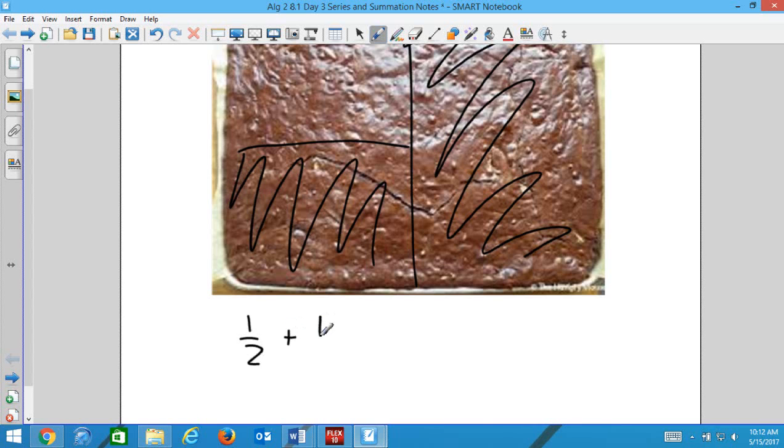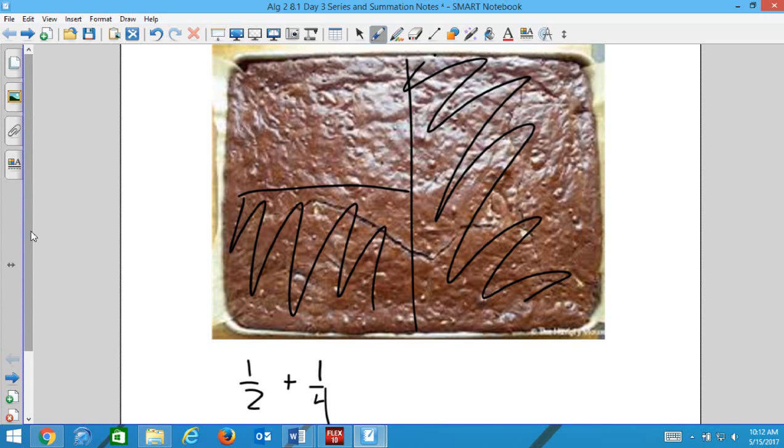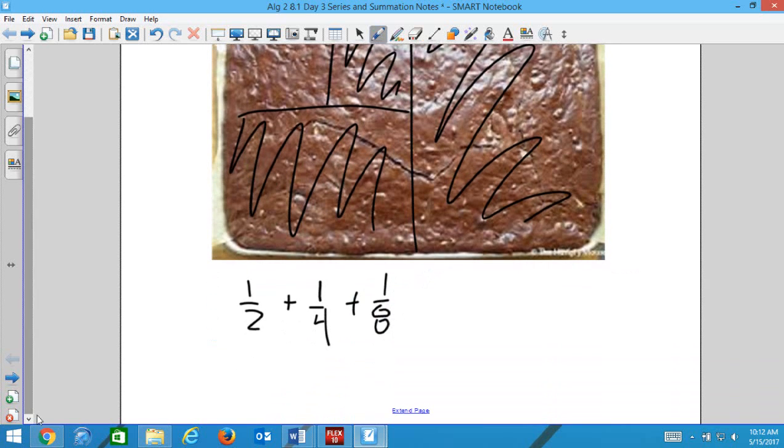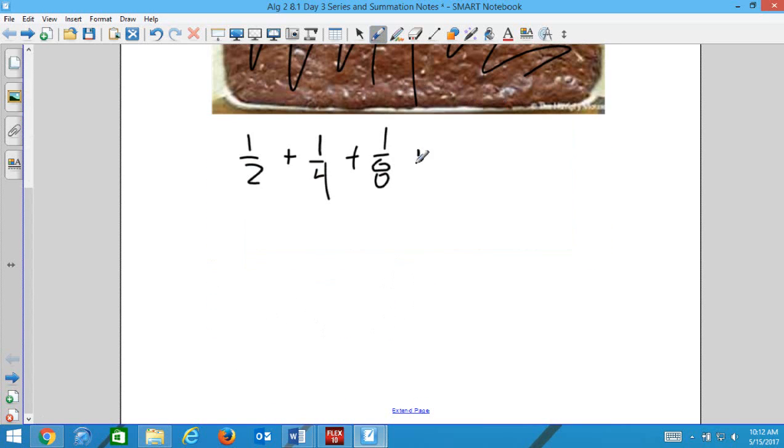A quarter. And then on the third day, I did not really want to eat the whole pan, so I only ate half of what was left over. What did I eat? I ate 1/8. Could we continue this pattern without the visual? It is 1/16.